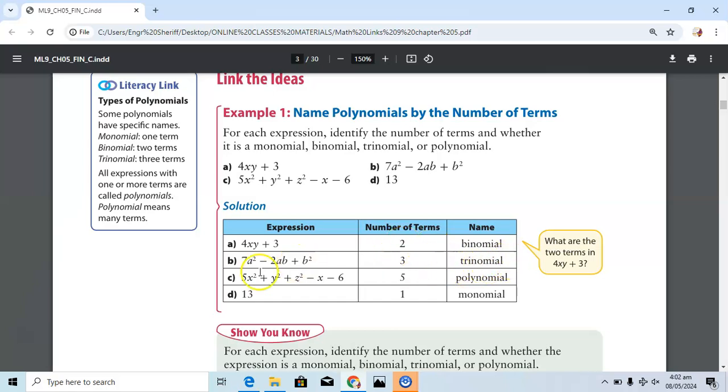As a trinomial. When you have 5x squared plus y plus z squared minus x minus 6, this is simply 5 terms, and you cannot really call it a quadrinomial or anything like that. You can easily call it a polynomial. Take note, from 4 terms and above, all of them are referred to as polynomials. Take note, when you have simply a single number like 13, the number of terms is simply equal to 1, and this is referred to as what?